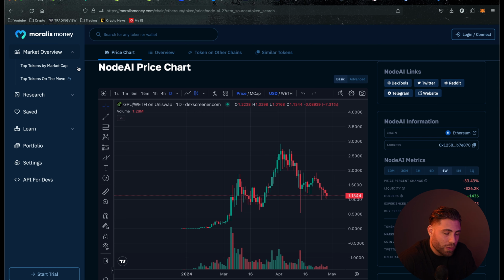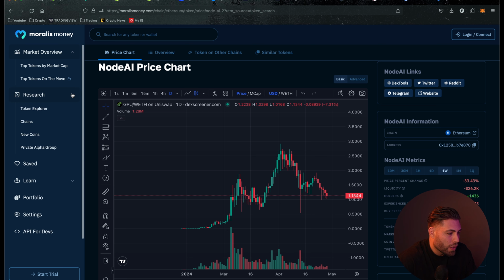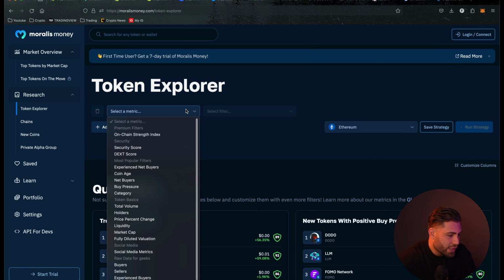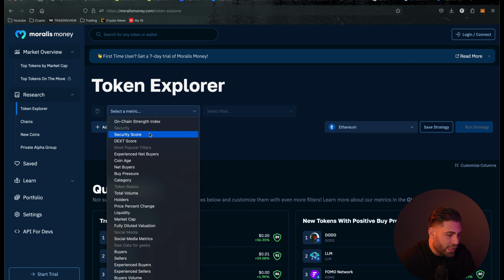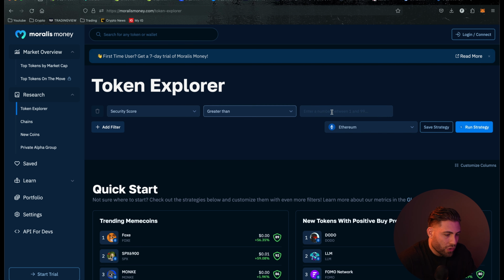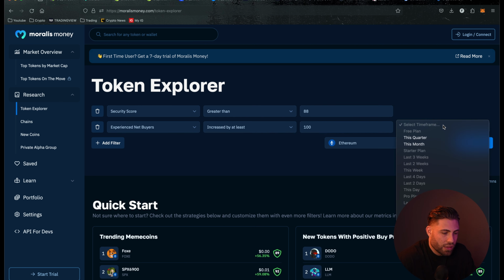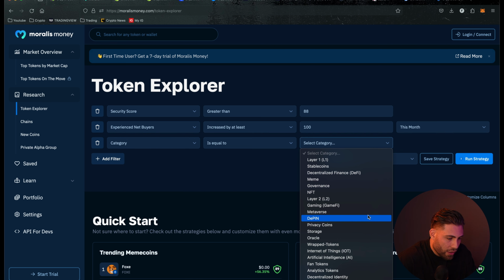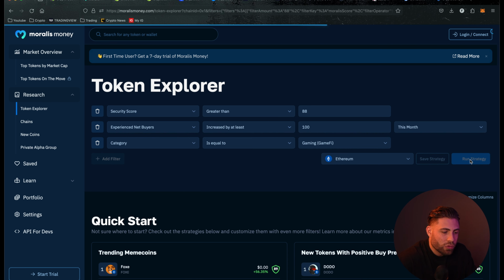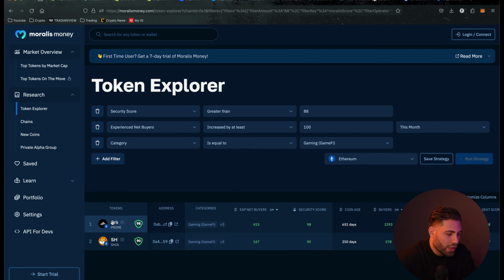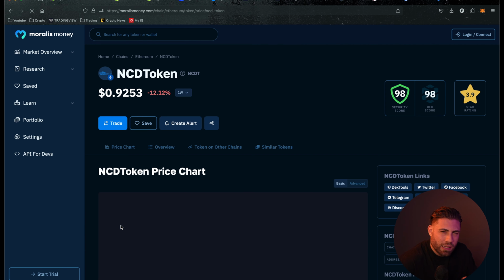Another thing you can do with Moralis Money is to actually research coins that are probably not under your radar at the moment. You can go to Token Explorer. For example, if I want to see coins that have a security score of greater than 88, experienced net buyers increased by at least 100 in the last month, and say I want the category to be gaming. Now I can run this strategy, and now I've got 2 things that match those certain filters. It's just a way of actually finding coins that might not be on your radar.